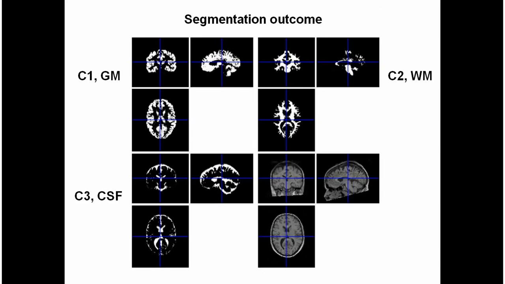And we get exactly as expected. Let me remind you that C1 is for gray matter. You see the cortex and thalamus, caudate, the white matter, C2, and C3, CSF. There are other tissue classes, but we will not review them specifically.